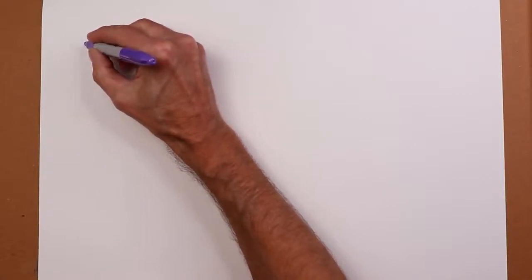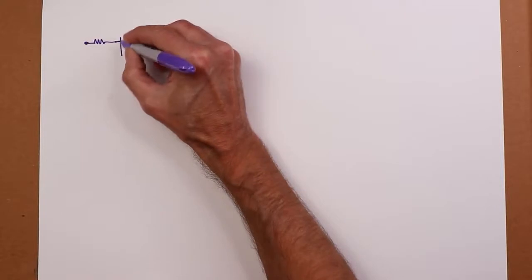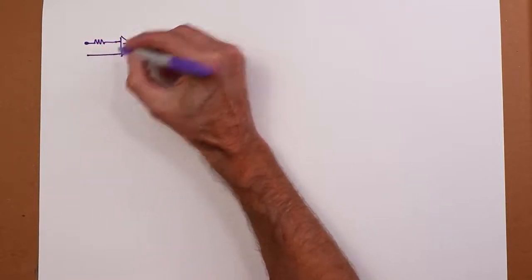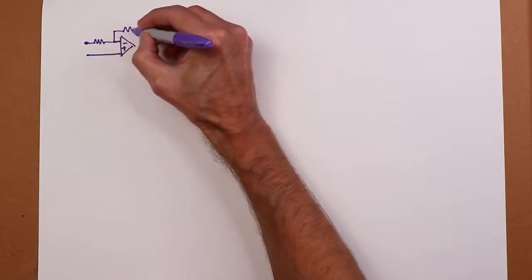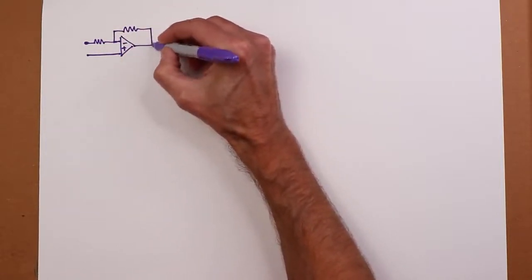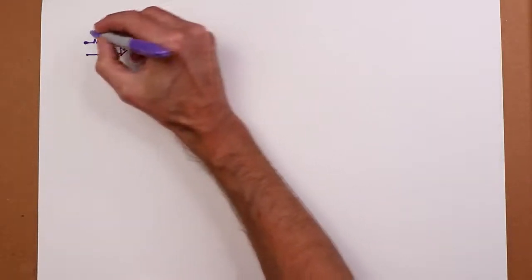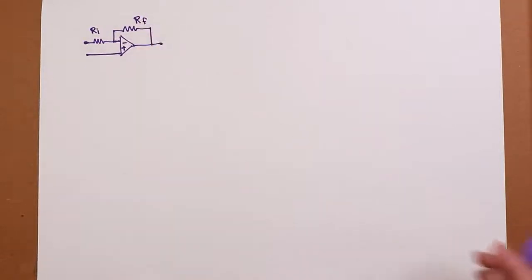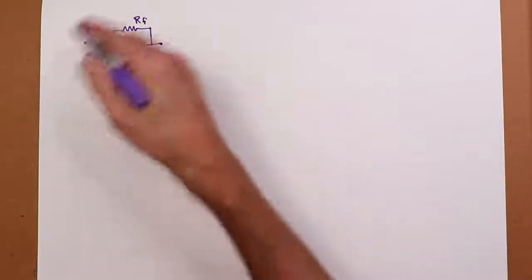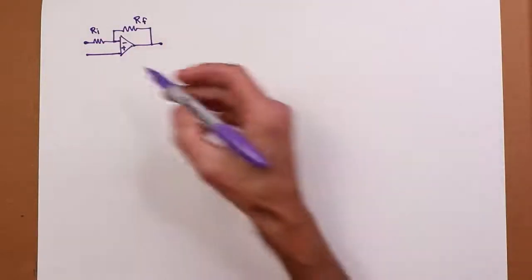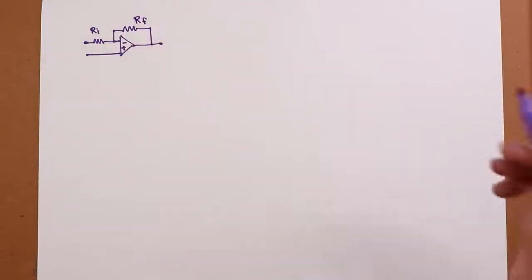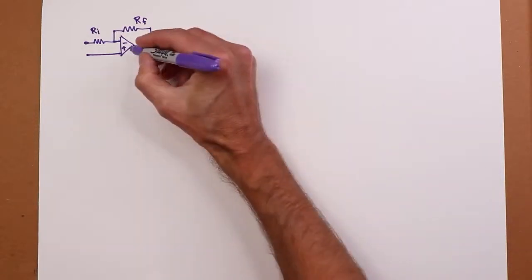I am drawing an amplifier. I want you to tell me, because I'm not done drawing, what kind of amplifier I am drawing. You might probably say that, oh, you're in the midst of drawing an inverting amplifier. Ground this, put my input signal over here, RI, RF, inverting voltage amplifier, parallel feedback.